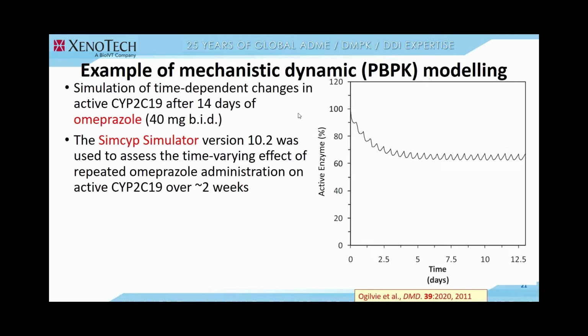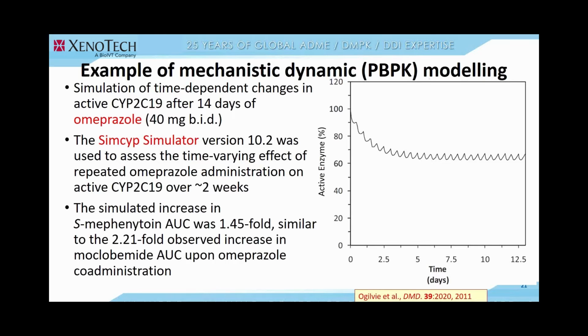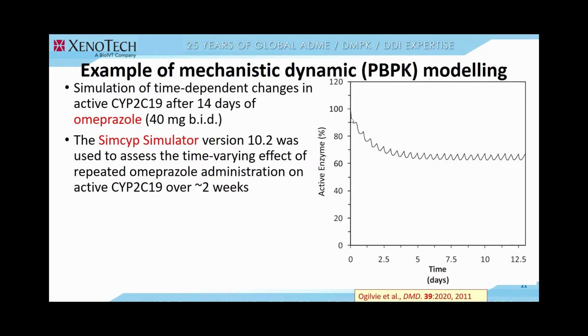SimCYP simulator was used. This was version 10.2, because it was back in 2011, to assess the time-varying effect of repeated omeprazole administration on active CYP2C19 over two weeks. And what we see is that over this 2-week period, the active CYP2C19 fluctuates as you go over time. Now, if we change that to a lower Ki value or a higher Kinact value, which I did obtain under different conditions, you would see more of an effect.